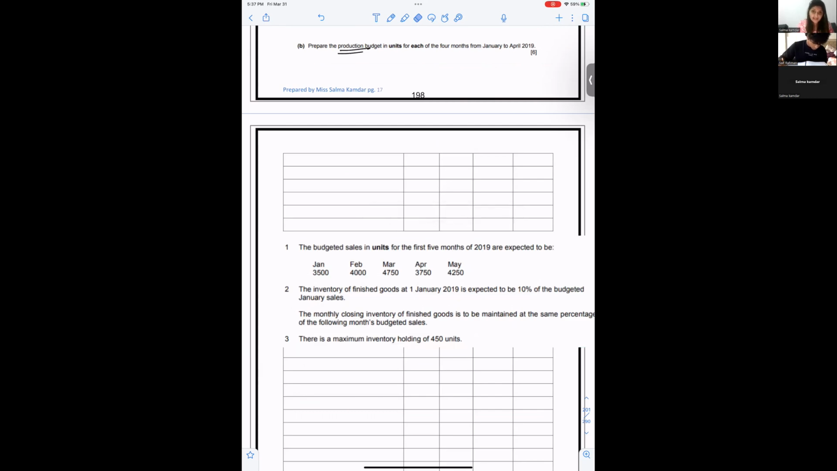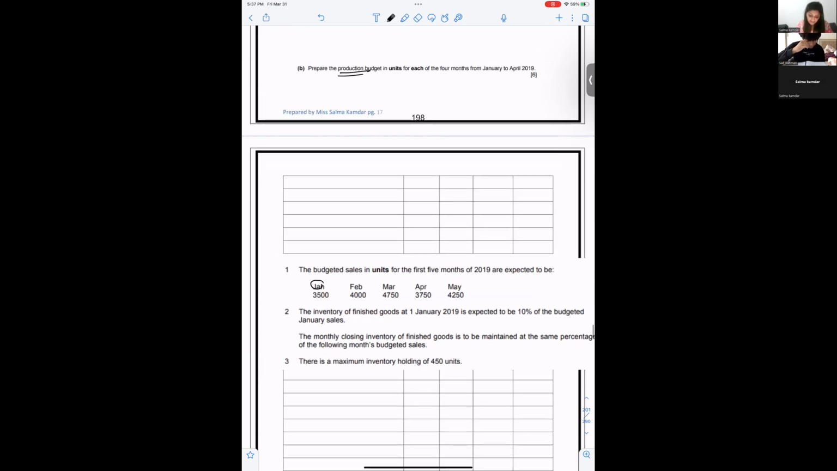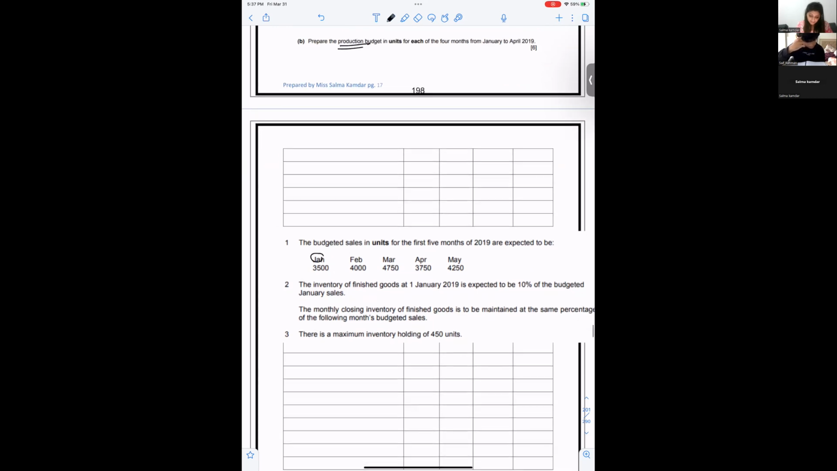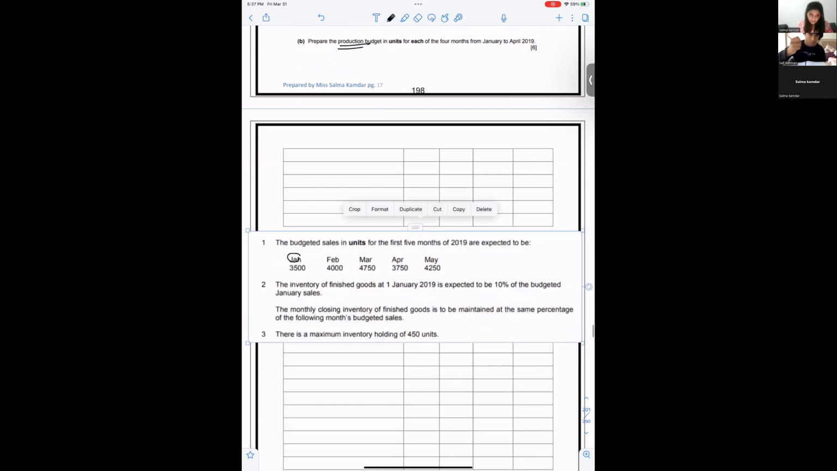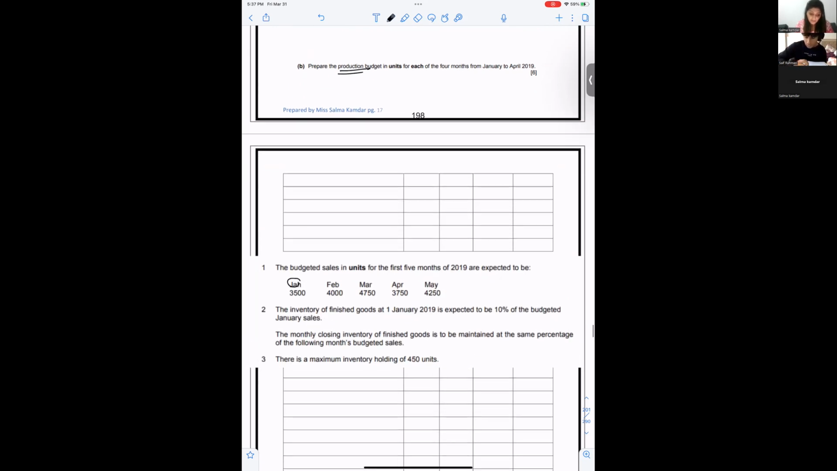Is there any policy? No policy. They want the production budget from Jan to April only. So Jan, Feb, March, and April.